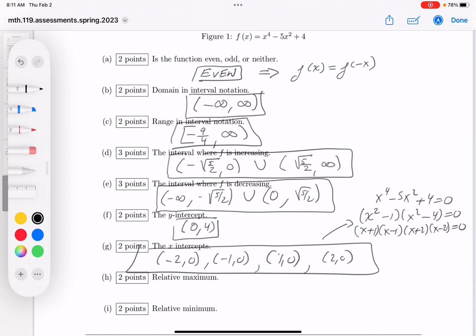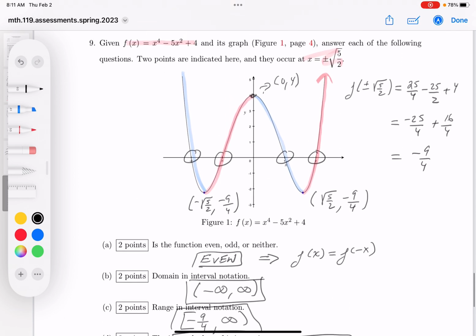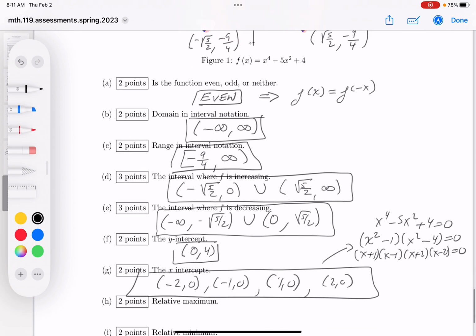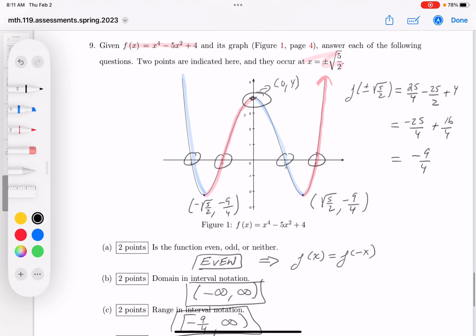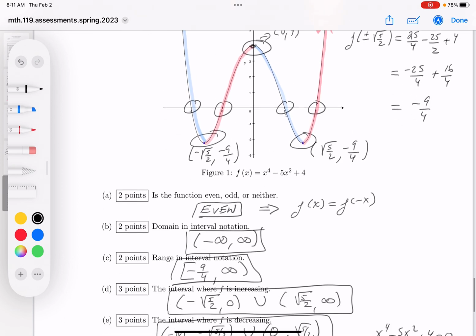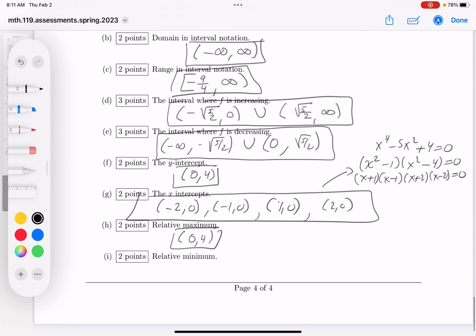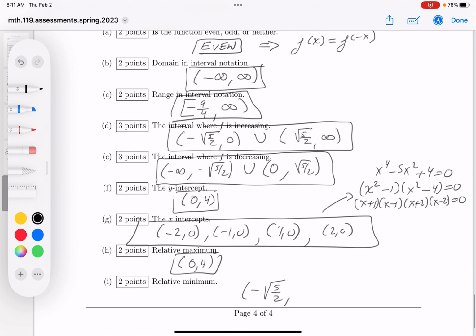All right, relative maximum, I'm seeing it. That's right over here. That's the relative maximum, by the way. I'm going to say it's a point. I'll put the point down for you, (0, 4). Put a box in that. The relative minimums, well, these are the relative minimums over here. Let me write that down for you. The first one is minus root 5/2, and then what do you get? Let's make sure, minus 9/4. And the other one was the root of 5/2, and it was still minus 9/4. There's actually 2 of them.